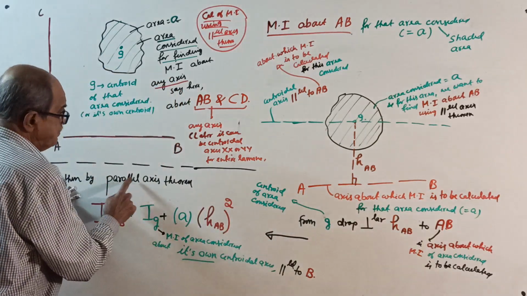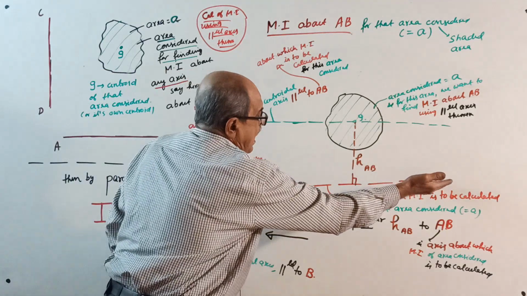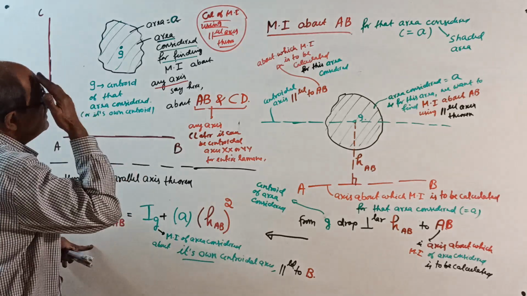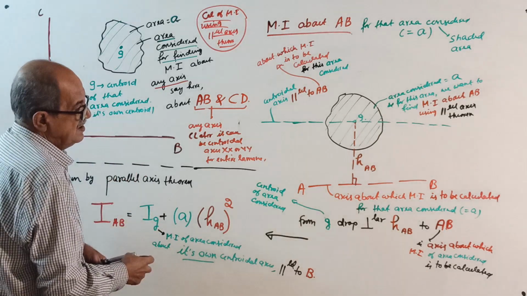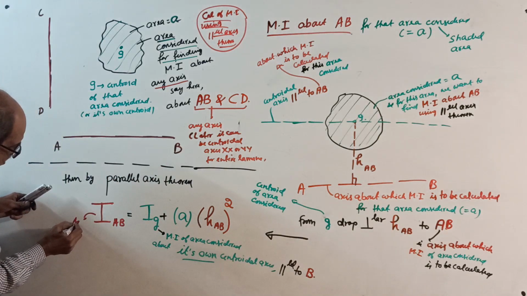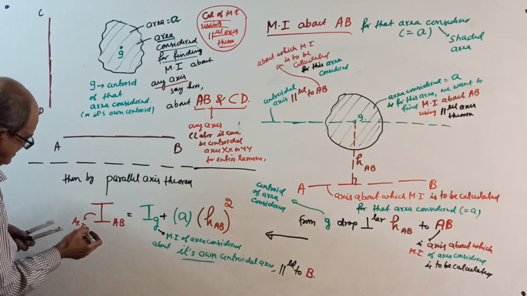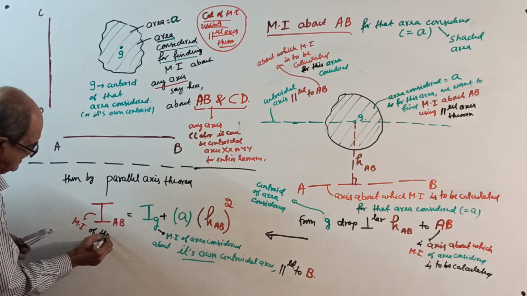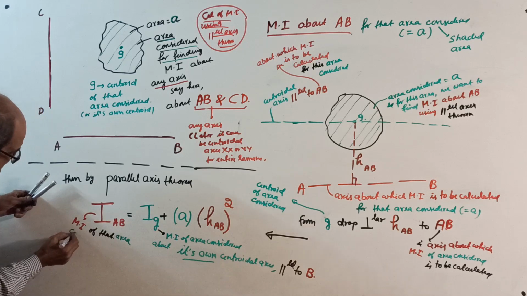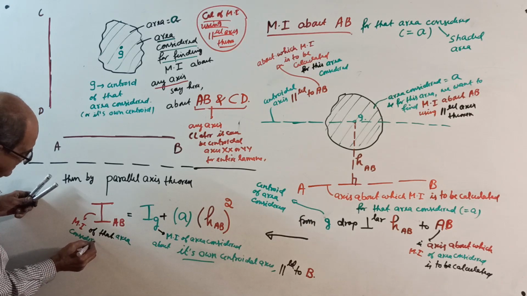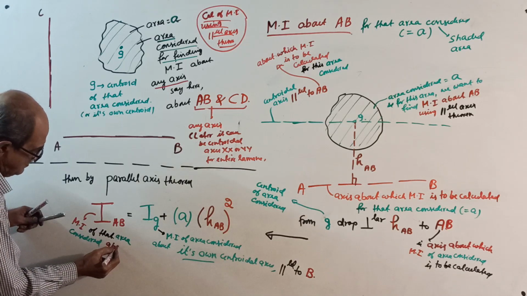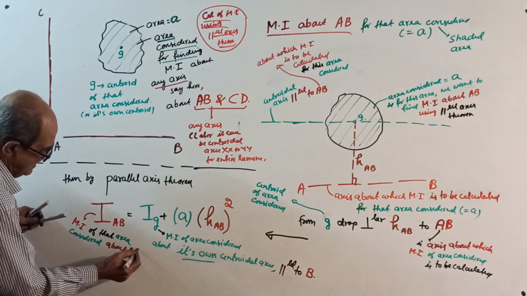Then, by the parallel axis theorem, I_AB, the moment of inertia of that hatched area considered about AB. To make it more clear, about AB.